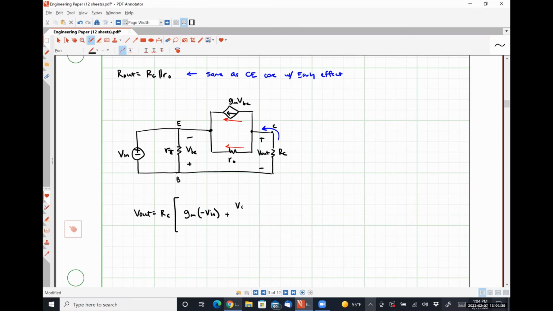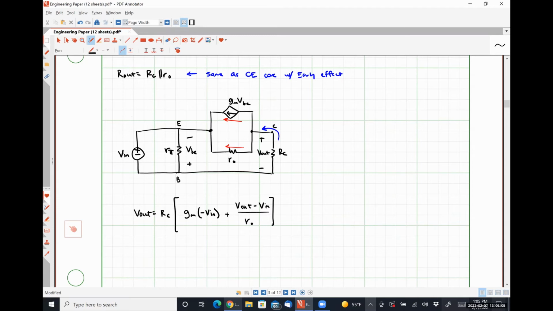Plus V out minus Vn over R naught. Everybody okay with that? V out minus Vn divided by R naught, just good old Ohm's law.